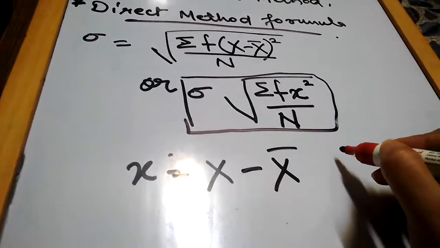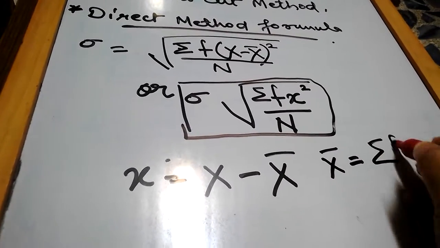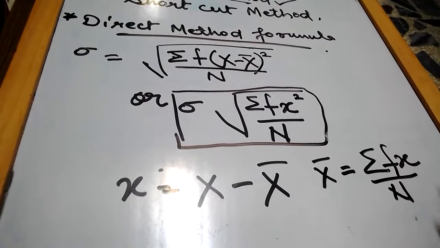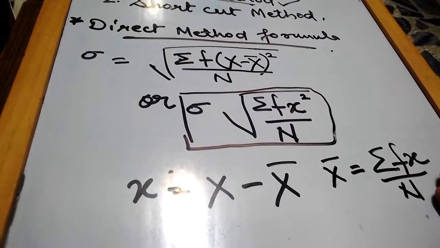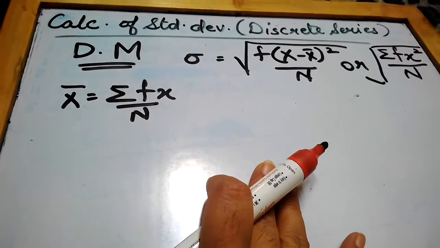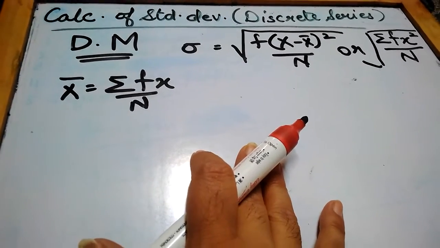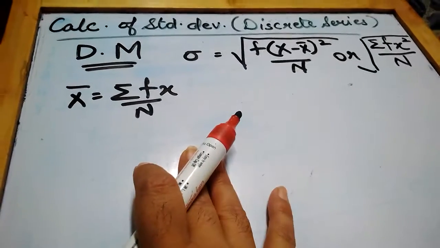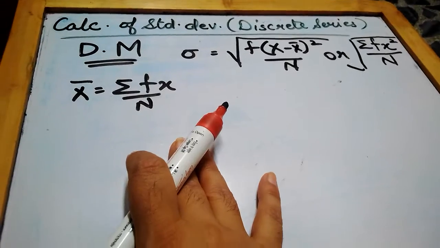So how to calculate this mean first? It will be summation fx divided by n. N is the number of observations which are given to us. Now children, by following these formulas, I am going to give you an example by which it will be clear how to use the direct method to calculate a standard deviation.